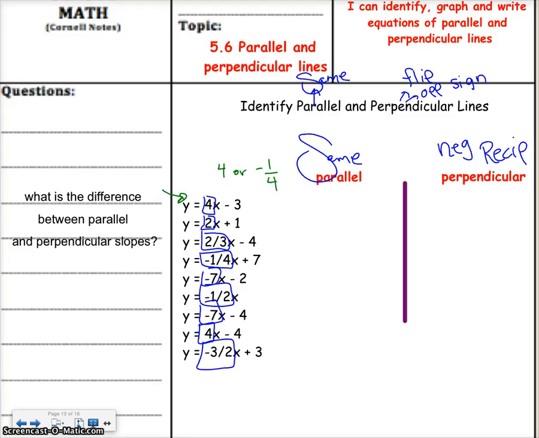So I'm looking at all the other lines and I'm seeing, okay, are there any with a slope of 4? That would be parallel. And are there any with negative 1/4? That would be perpendicular. So I'm looking, oh, here's a perpendicular one, so I can write that pairing.